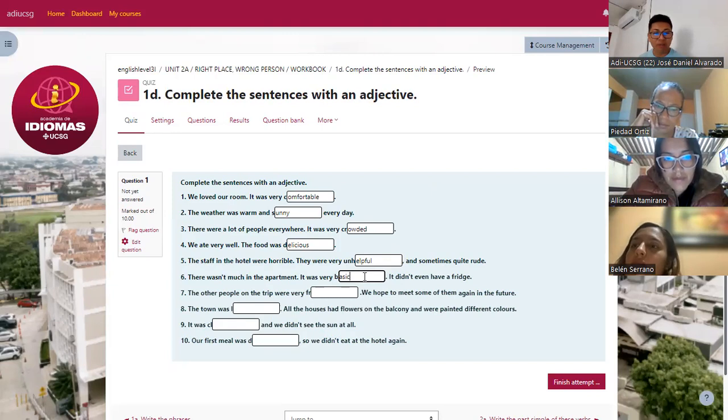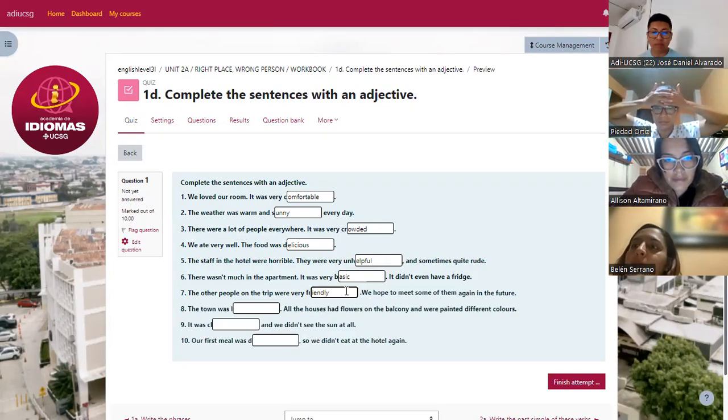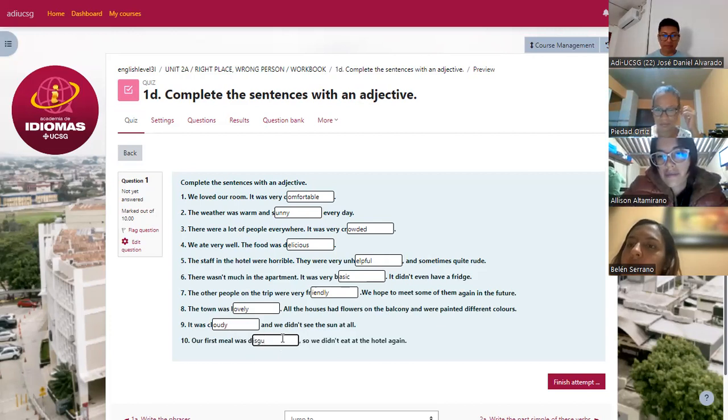Number 7, the other people on the trip were very friendly. Very good. We hope to meet some of them again in the future. The time was lovely. Very good. Number 9, it was cloudy and we didn't see the sun at all. And number 10, our first meal was disgusting. So we didn't eat at the hotel again.